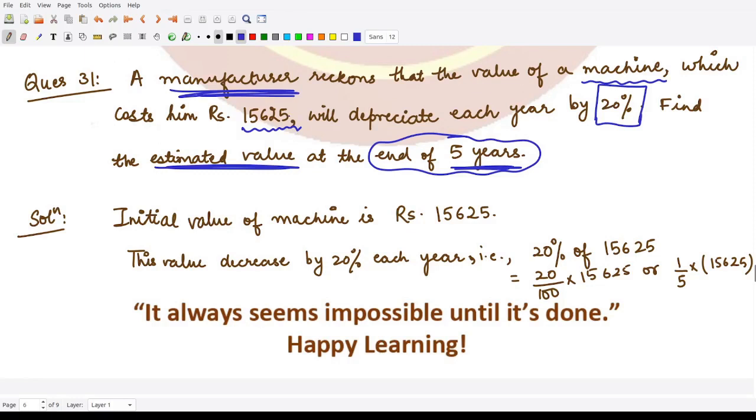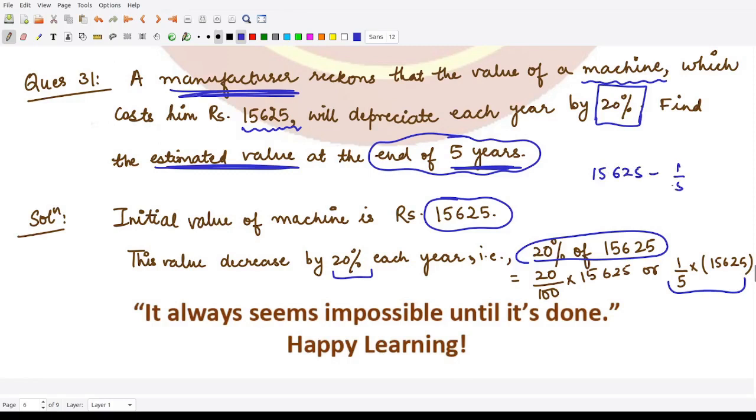So here it is given that the initial cost of the machine is 15,625 rupees. So each year we have a decrease by 20%. So what will be the cost of the machine after the first year? Decrease in value is 20% of this much, which is 1 by 5 of this much. The initial cost is 15,625, and 1 by 5 of 15,625 is the decrease in value.